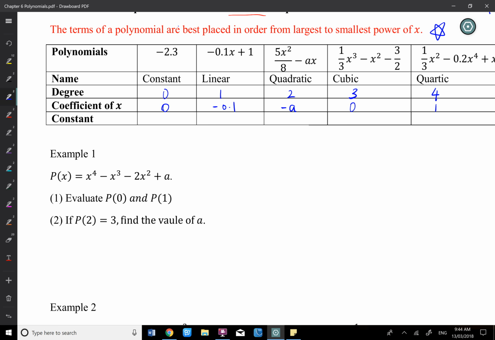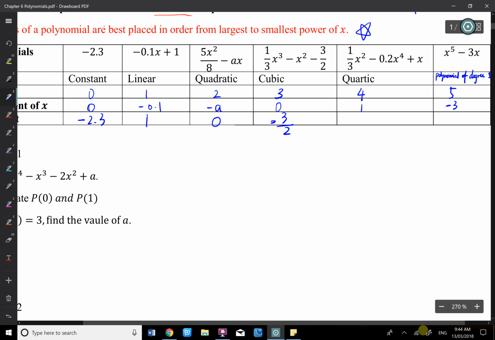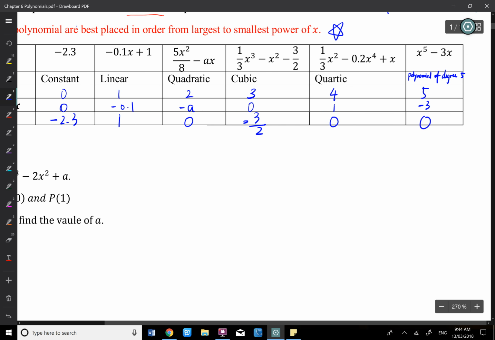Last one, let's talk about the constant. The constant is negative 2.3. Constant is 1. Constant 0. Constant negative 3 over 2. Constant of 0 and constant of 0.